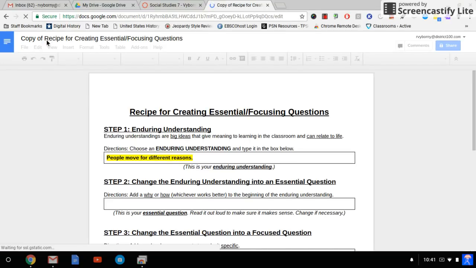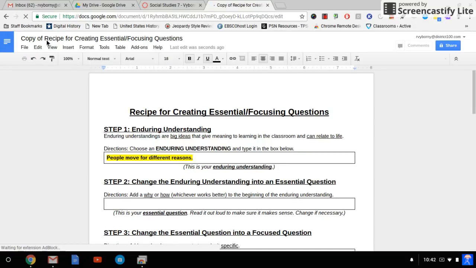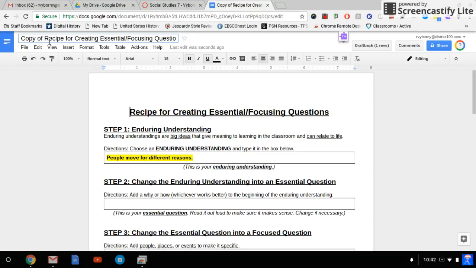And then, of course, go ahead and rename that document so it is specific to you. I'm just going to call this tutorial. This is my copy. You'll need to make your own.